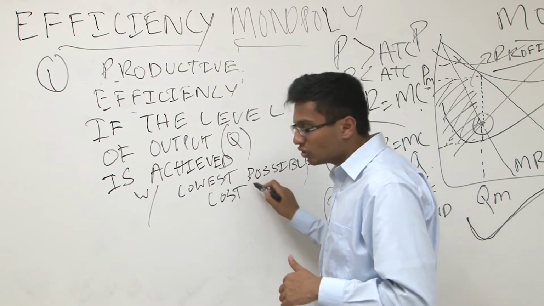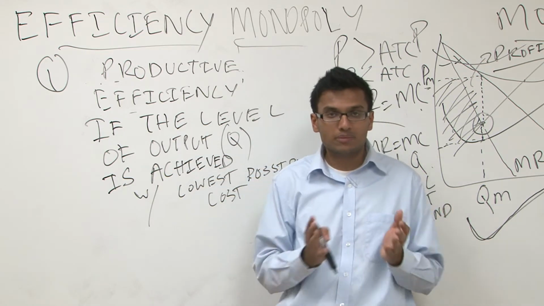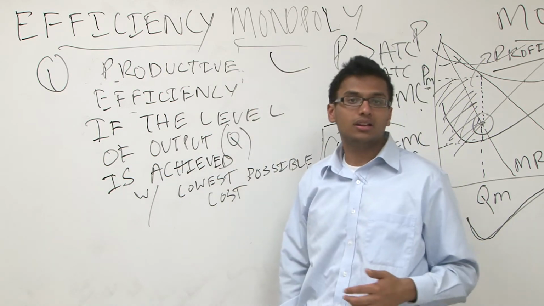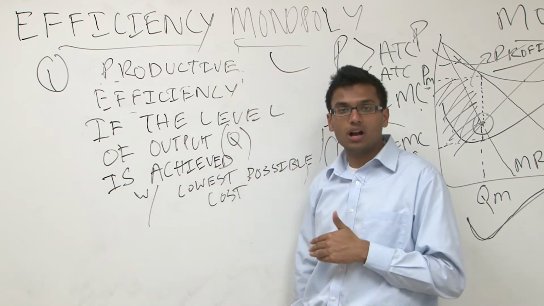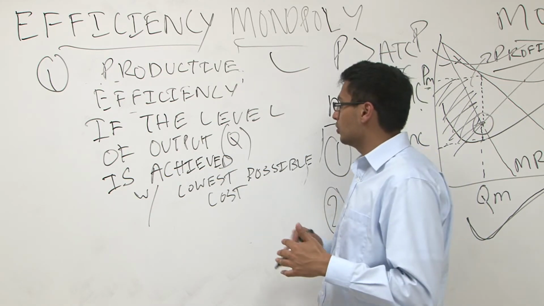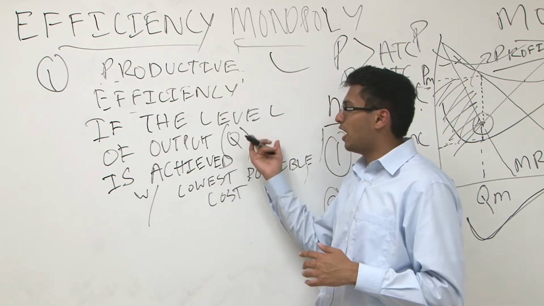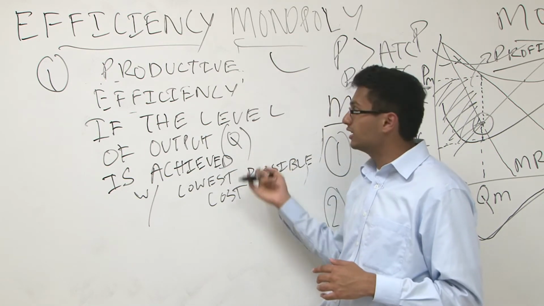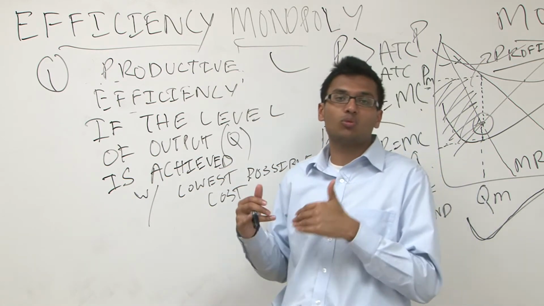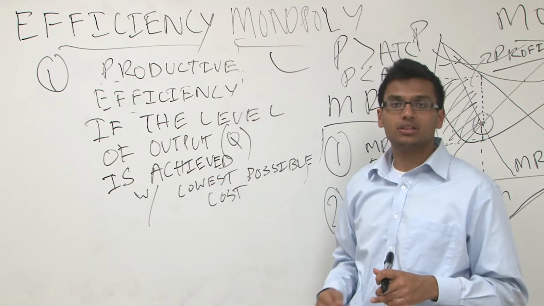Remember in all these graphs, how do we measure the cost? It comes in the form of an ATC, this parabola that we're talking about. That's the average total cost, and that's how you view the cost. So this is basically saying, if you have the lowest possible cost with the level of output you want for your society, then you achieve productive efficiency. It's basically saying you're producing something in the cheapest way to do it, and that's the way you're productively efficient.